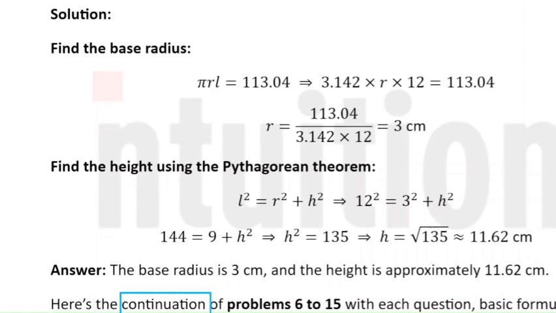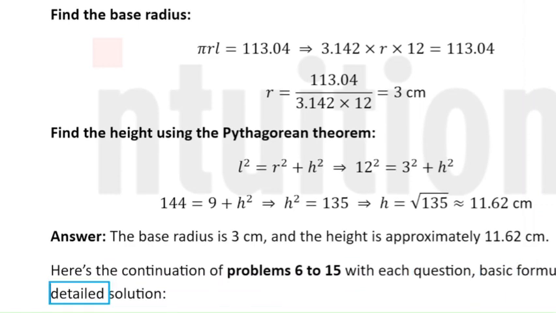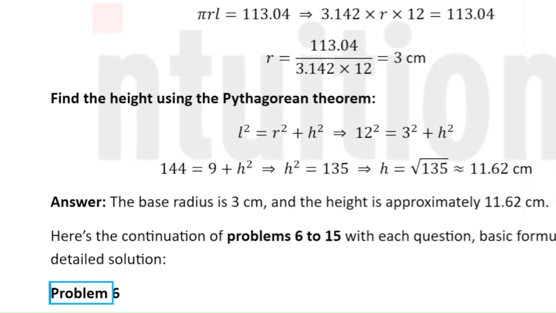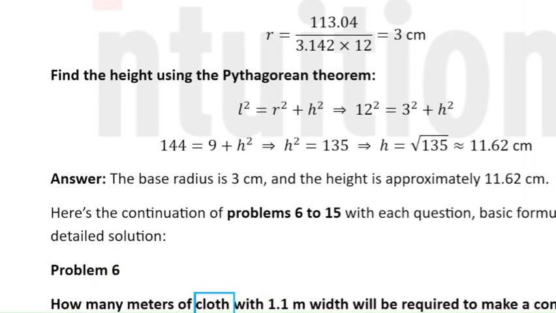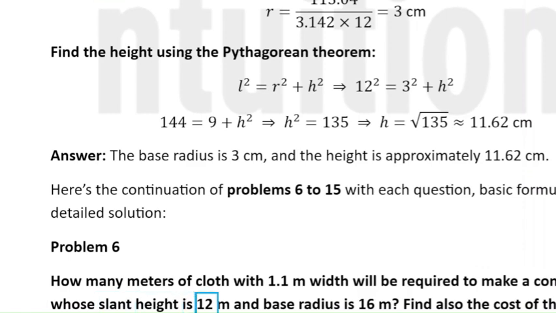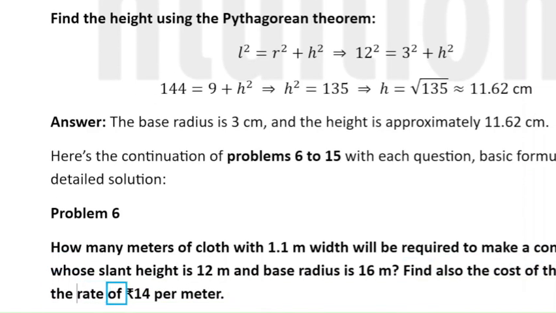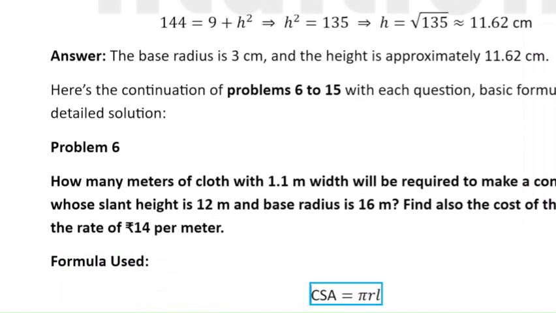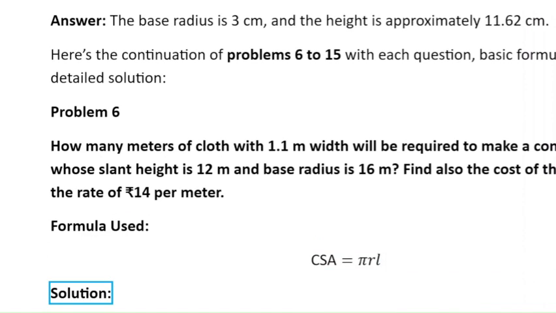Here is the continuation of problems 6 to 15 with each question, basic formula, and detailed solution. Problem 6. How many meters of cloth with 1.1 m width will be required to make a conical tent whose slant height is 12 m and base radius is 16 m? Find also the cost of the cloth at the rate of 14 rupees per meter. Formula used. CSA equals πrl. Solution.